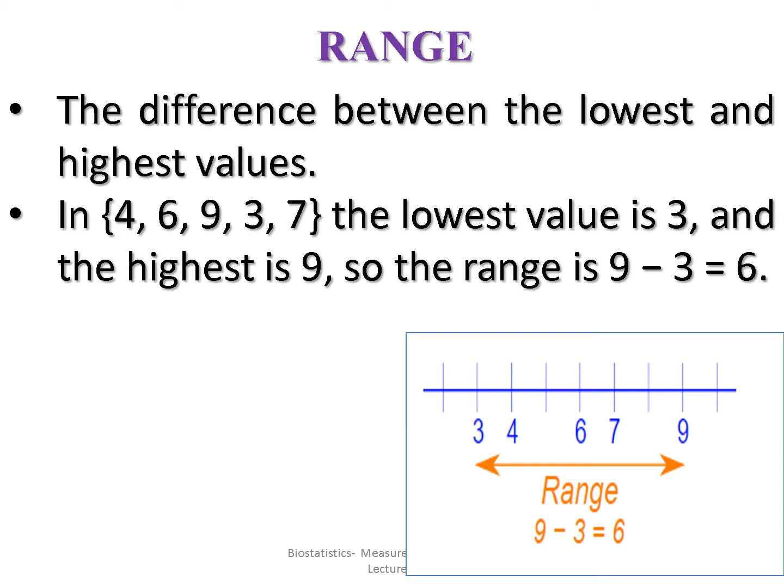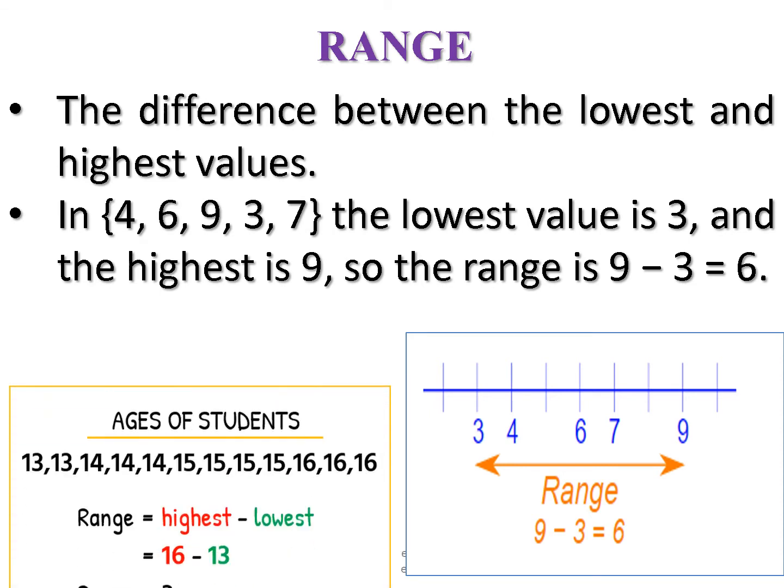We have to arrange it as an array. Always when you have some raw data, that raw data should be arranged in order. That is said to be array data. So once you arrange this in an array, you can find the lowest value and the highest value. It is the difference between these two values that is said to be the range. So here the highest value is 9, smallest value is 3. So the difference between these two values is 6.